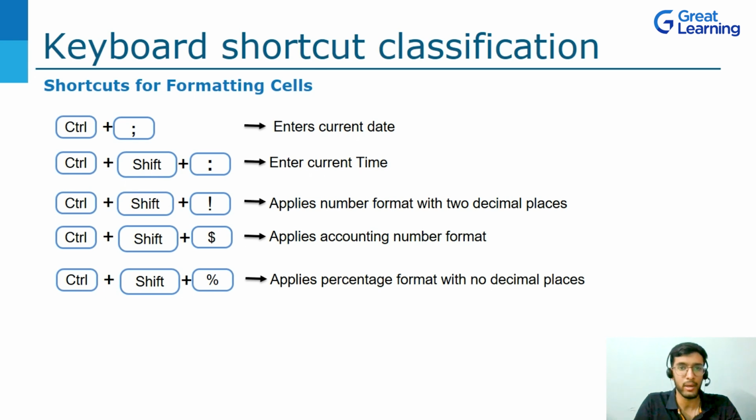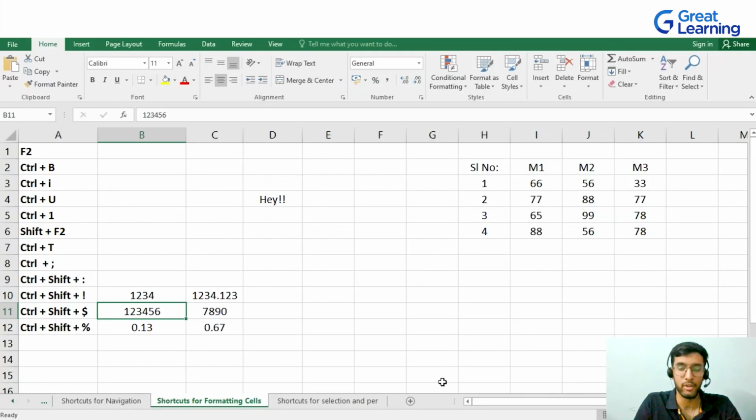Now, let's move ahead and go to the live workbook. So let's start off with the first key, that is the F2 key. Basically the F2 key is used to edit any pre-existing content in a cell. For example, you can see the cell which has "hey" written in it. Let's move to that cell and click on the F2 button.